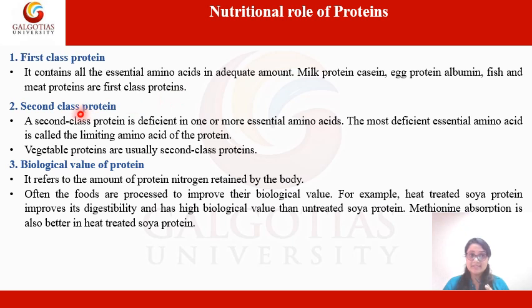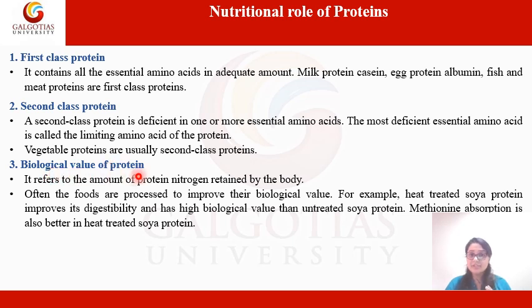Now let's see second class protein. A second class protein is deficient in one or more essential amino acids. The most deficient amino acid is called the limiting amino acid of the protein. Vegetable proteins are usually second class proteins.